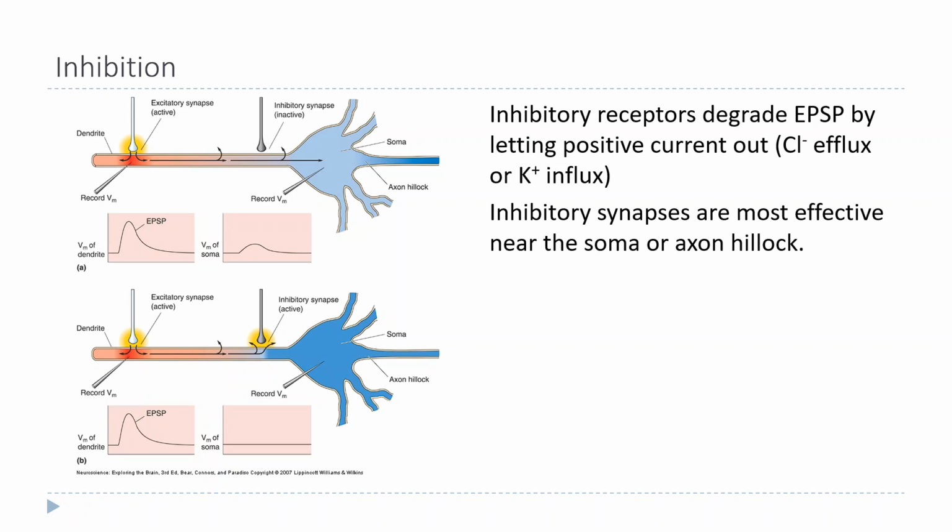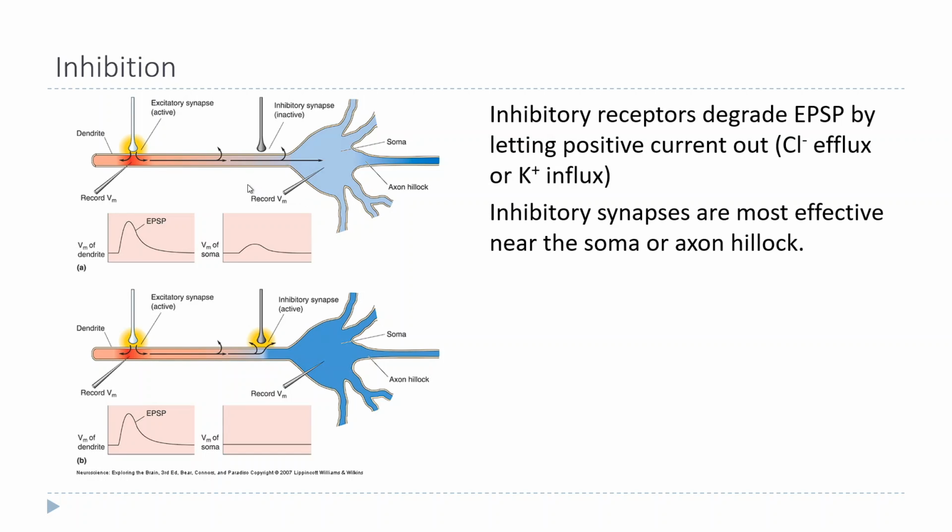Or there are some inhibitory synapses or inhibitory receptors that are actually potassium channels. Potassium channels let potassium out, and that will have the same effect. It will lower the membrane potential.